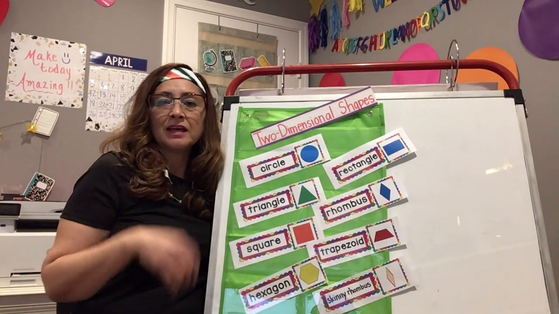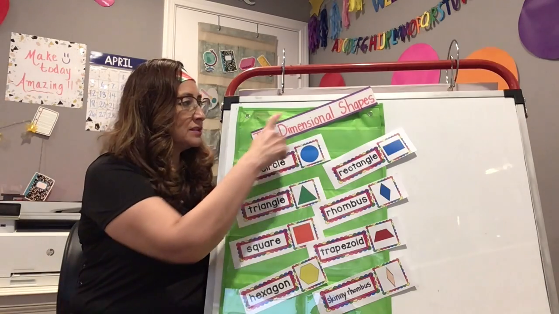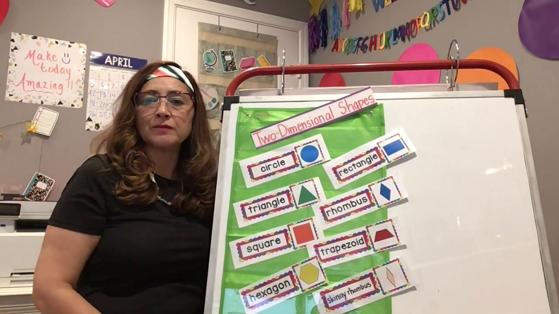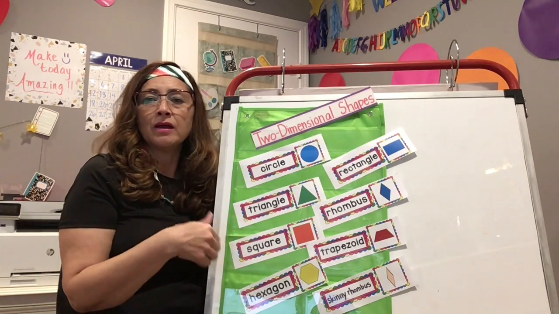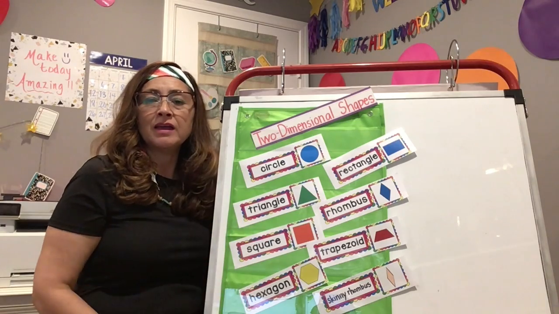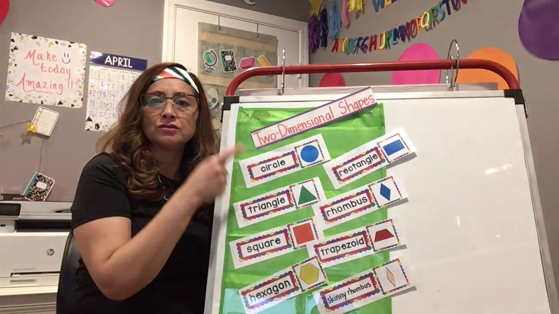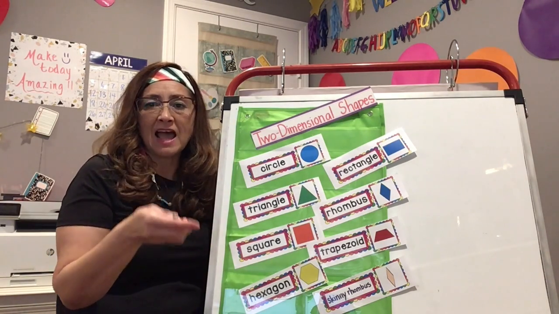Boys and girls, the last time we were together, we learned about two-dimensional shapes. We talked about all these shapes and we described them, we named them, we identified them, and we also learned that these shapes are called two-dimensional shapes because they are flat.